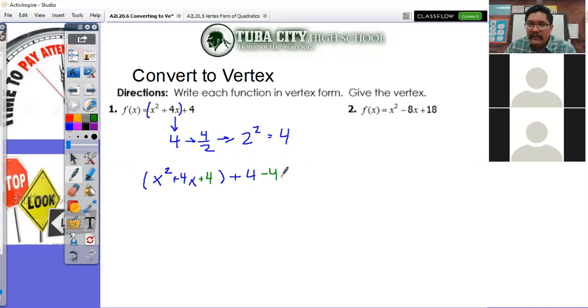Now, if you add 4 and subtract 4, you're going to end up right back where you started. So you didn't change anything. And that's what I mean by we got to keep it balanced, right? So if we do one thing, we got to make sure we undo it later. So if I add 4, then I have to subtract 4.